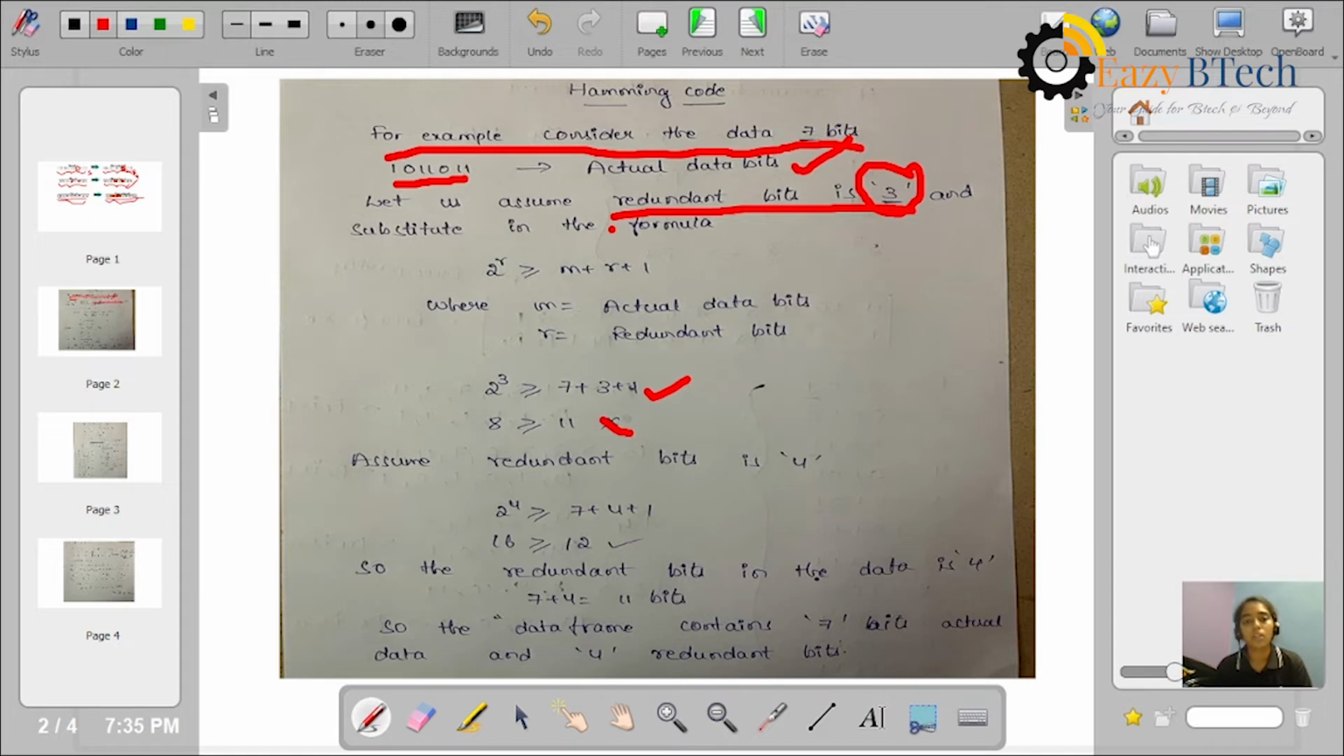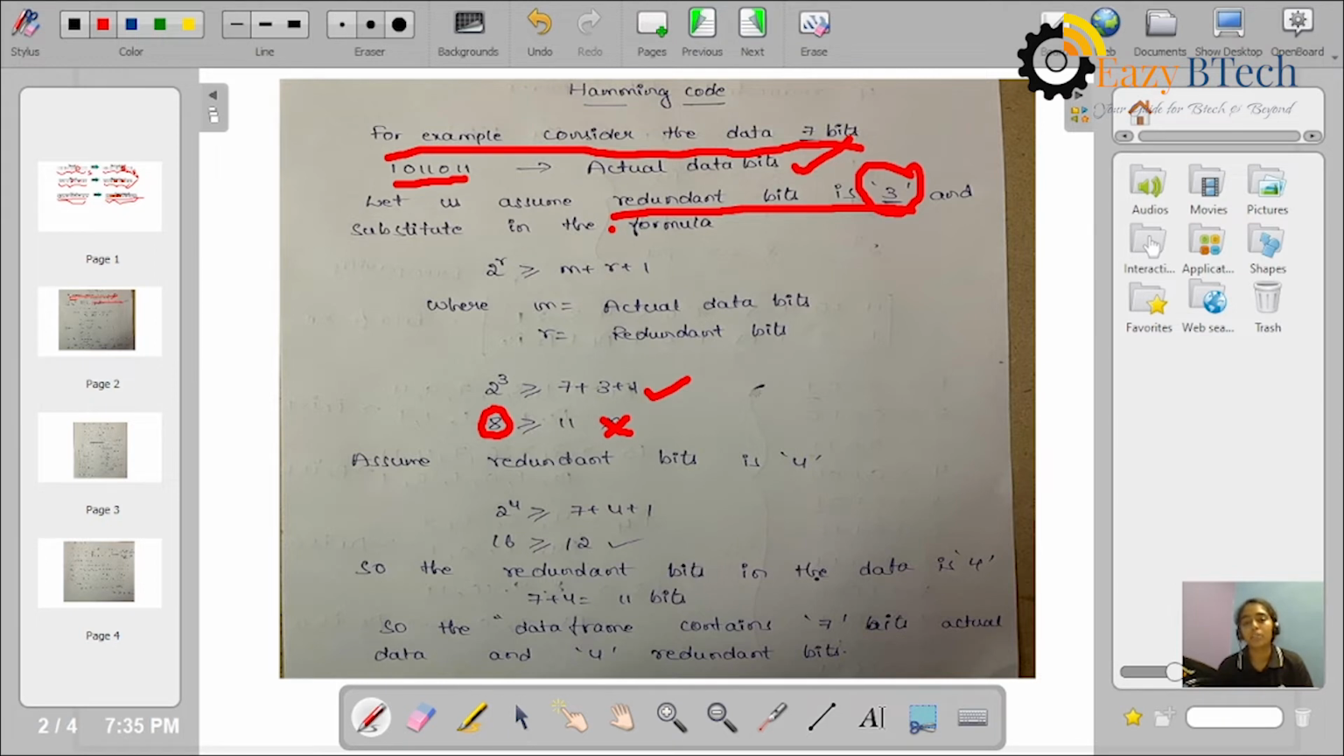So that is wrong. In this case, it fails, which means we cannot add 3 redundant bits. You may raise a doubt about why the redundant bits cannot be 2 or 1, but when I take the redundant bits as 3 only, I get a low value here.